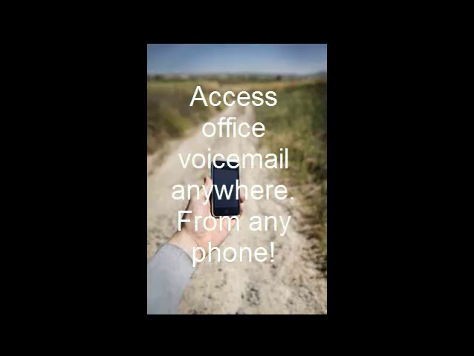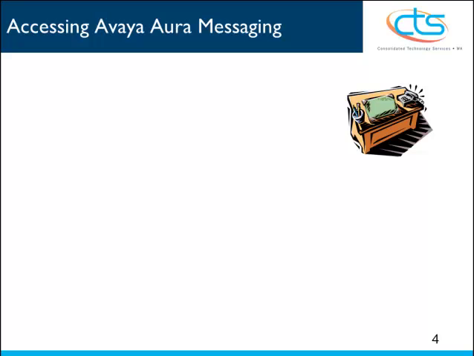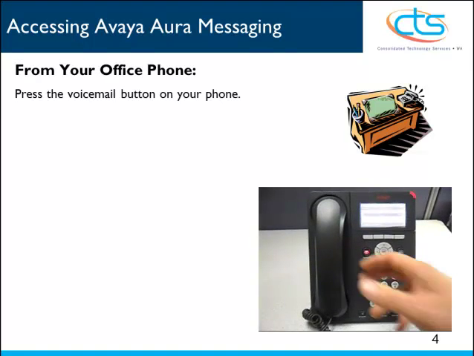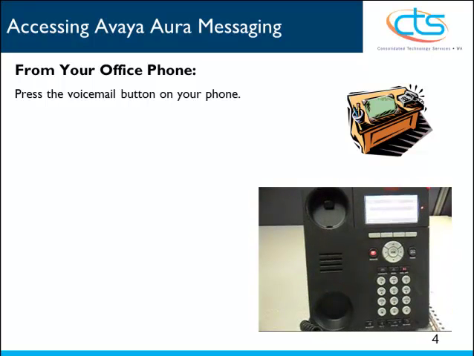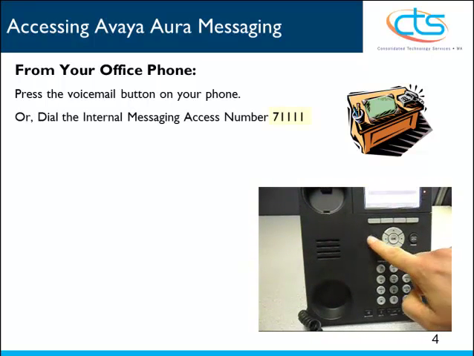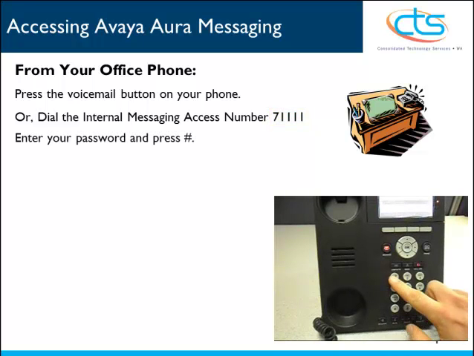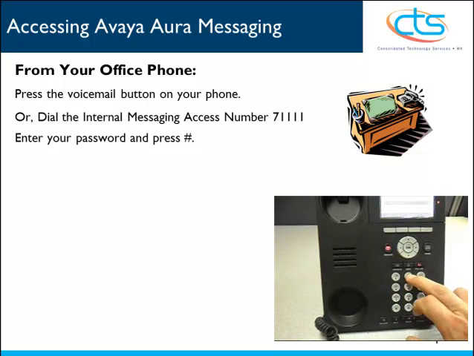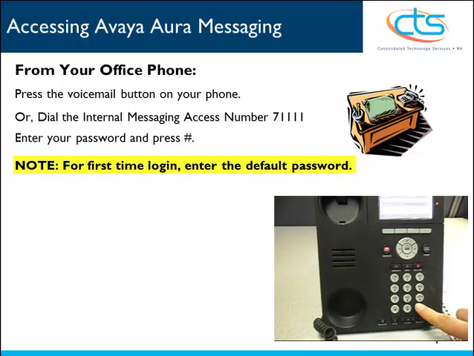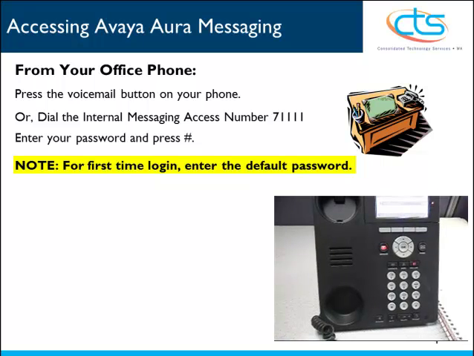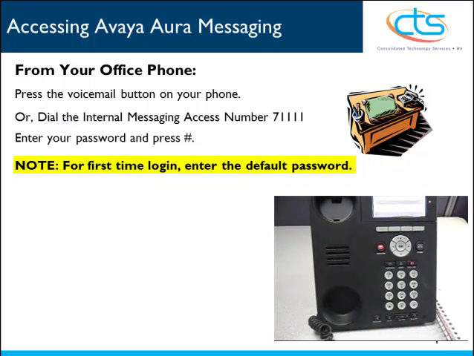Your voicemail box can be accessed from any phone anywhere. From your own office phone, press the voicemail access button on your phone. If you do not have a voicemail access button, dial the access number 71111. Enter your password and press pound. Please note, for first-time login, enter the default password provided by your system administrator.